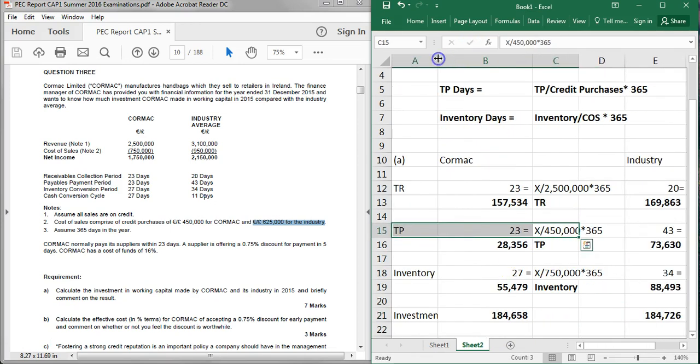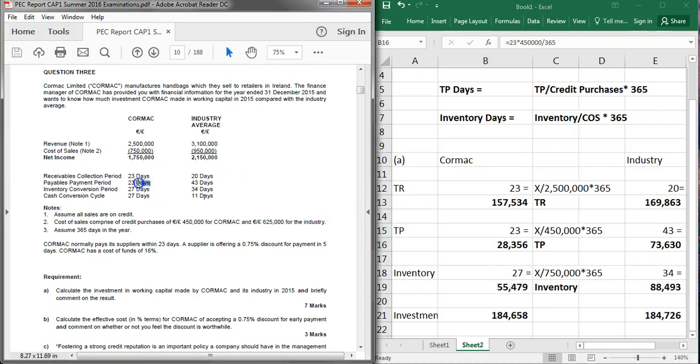And so in terms of a brief comment to get your full marks, well, what we're seeing here, if we bring it back and we just try and see what's going on, well, both trade receivables and inventory, Cormac is more efficient. It has less money tied up in trade receivables and inventory, but it's getting a lot less credit terms than trade payables. So we can see the payables terms we're getting is 23 days for Cormac, but the industry average is 43. So it suggests we're a bit less efficient there.